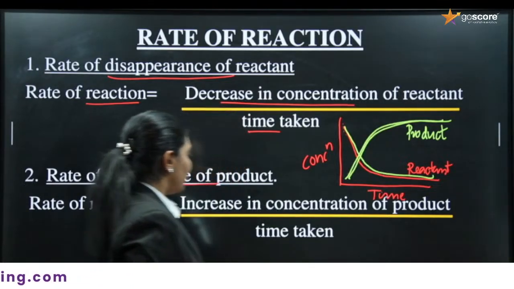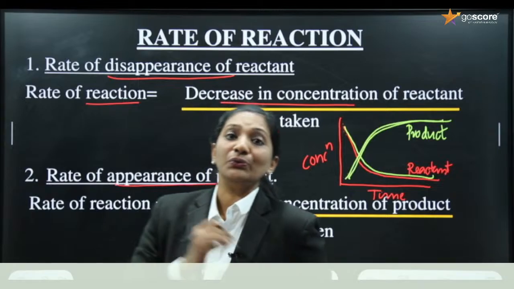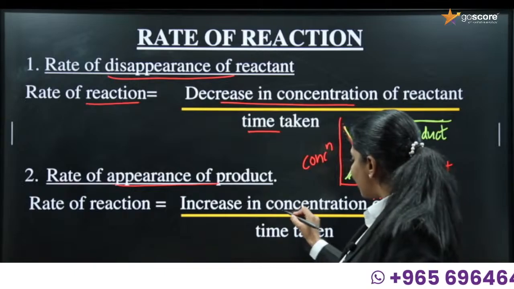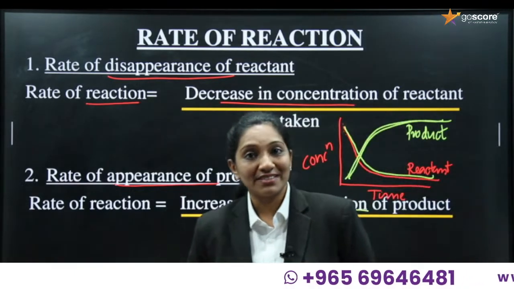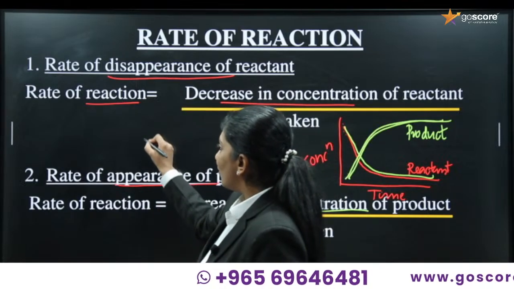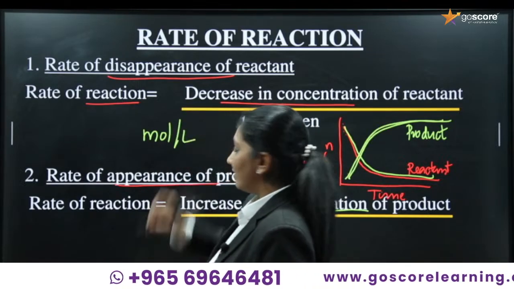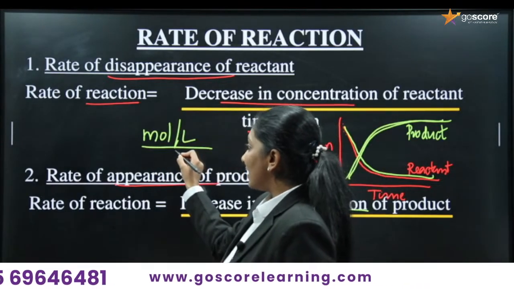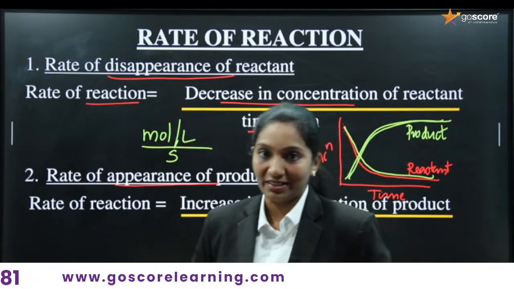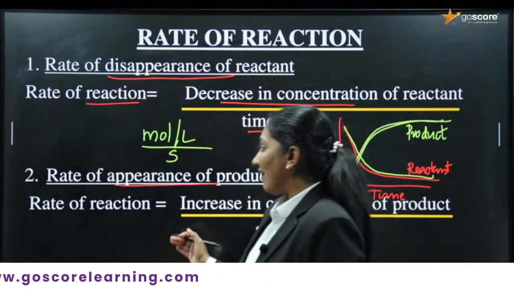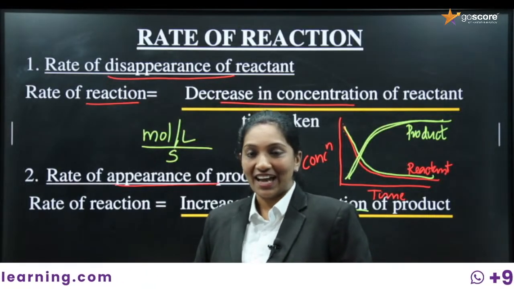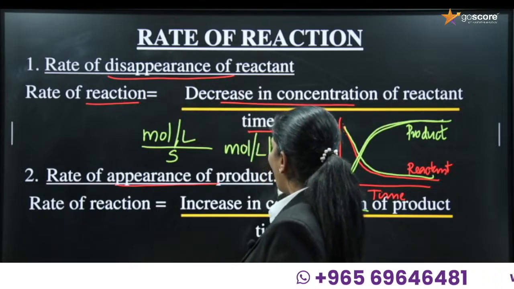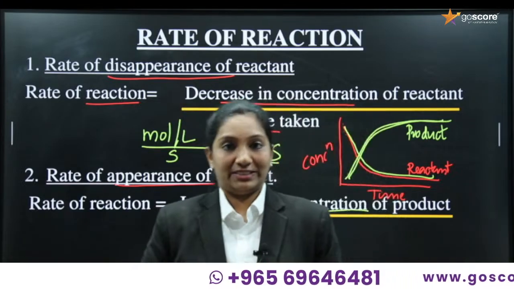If so, can you tell what is the unit of the rate of a reaction? What is there in the numerator? Numerator, it is concentration. How will we express the concentration? In terms of moles per liter, right? What is there in the denominator? That is time. Time we can express in seconds or in minutes. So we can say that the unit of rate of a reaction is moles per liter per second, or moles per liter per minute.